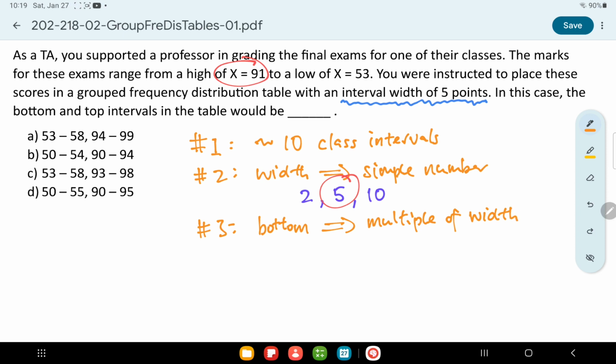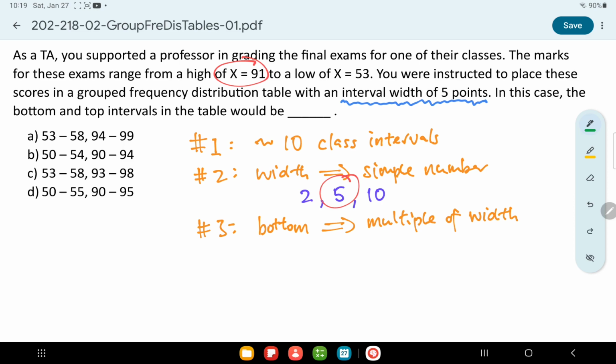Now, with this piece of information, referring to guideline number 2, a simple number, 2, 5, or 10, the question actually indicates very clearly for us to use the interval width of 5 points. That is to say, considering guidelines number 2 and 3, we are to consider bottom numbers of every class interval.